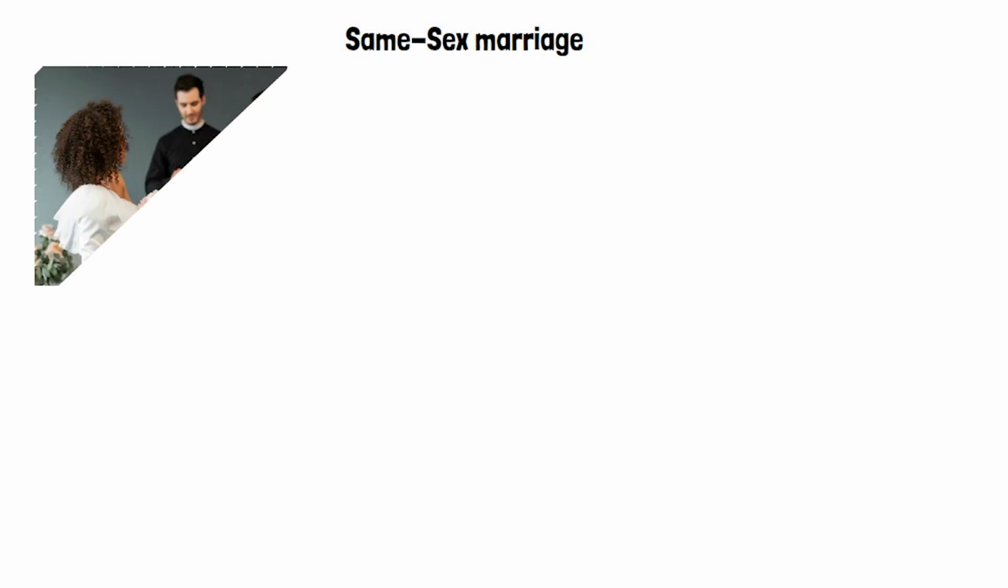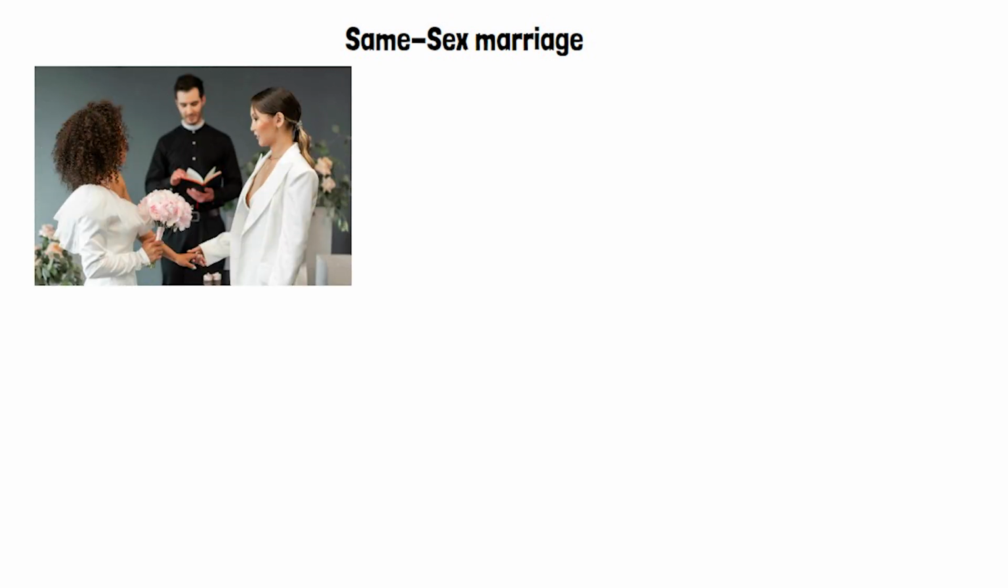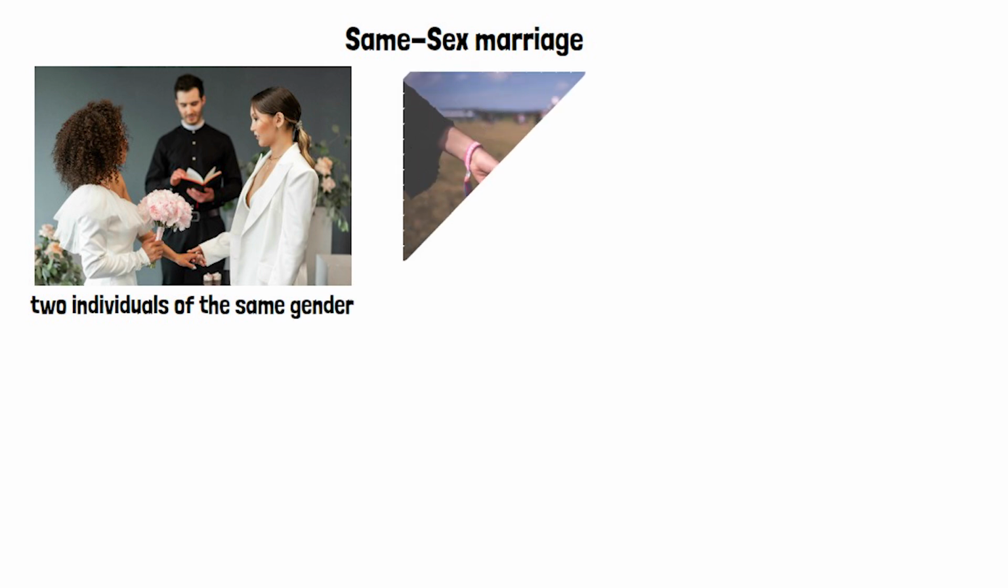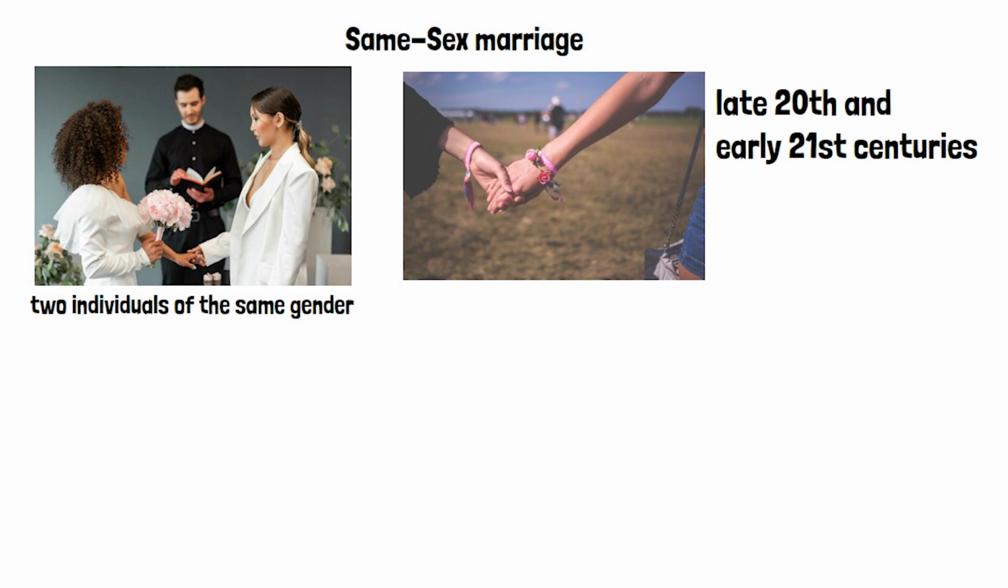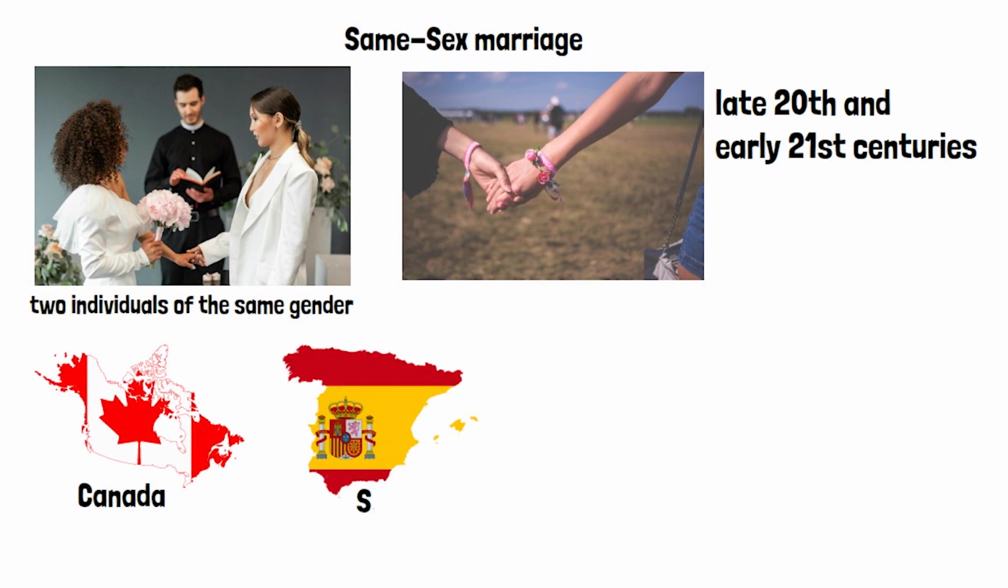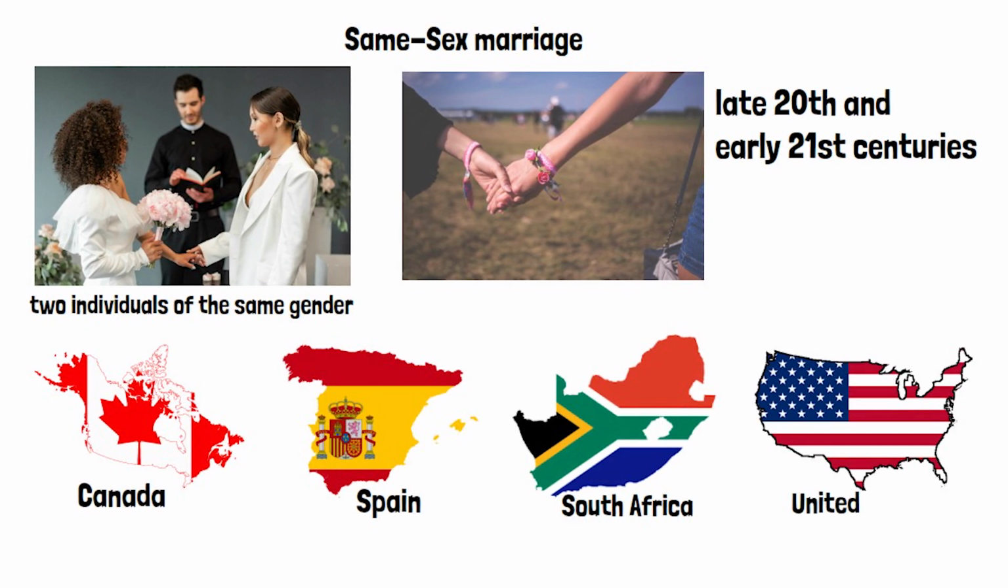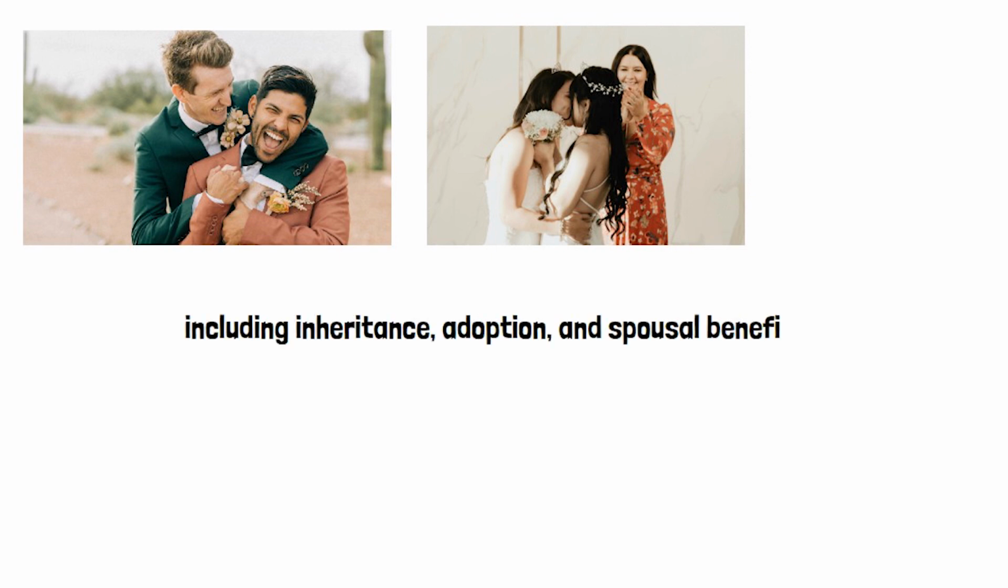Same-sex marriage. It is the legally or socially recognized union between two individuals of the same gender. The movement for same-sex marriage gained momentum in the late 20th and early 21st centuries, leading to its legalization in many countries, including Canada, Spain, South Africa, and the United States. This type of marriage allows same-sex couples to enjoy the same legal rights and social recognition as heterosexual couples, including inheritance, adoption, and spousal benefits.